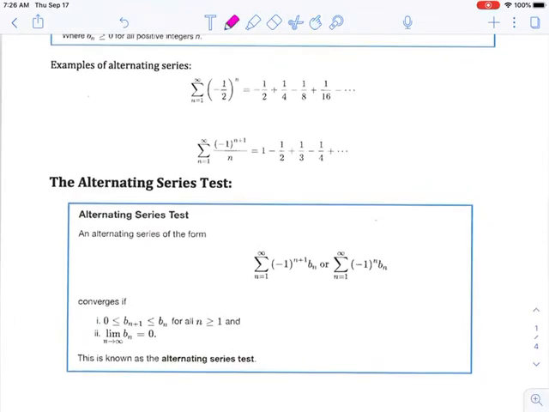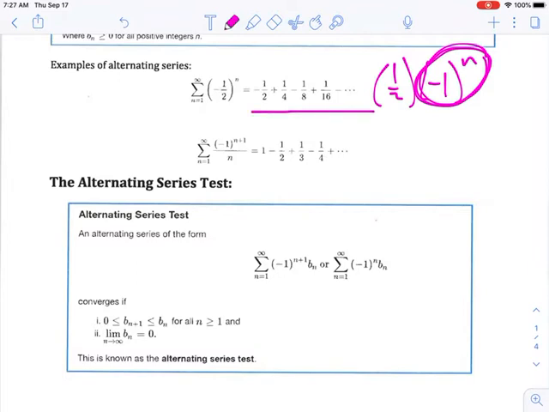So in the first example, we have negative 1/2 raised to the n power. Now, again, you could think of this as 1/2 times negative 1 to the n power, right? And so this is our alternating part. This is the part of the series that is making it alternate. And so we end up with a negative, positive, negative, positive. In this particular case, our basic function is just 1 over n, but 1 over n is being multiplied by negative 1 to the n plus 1 power.